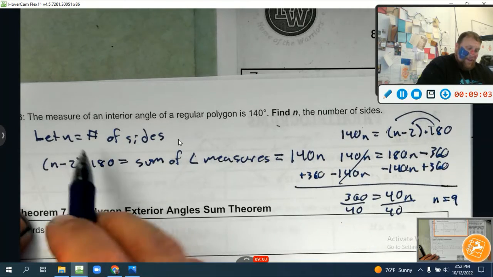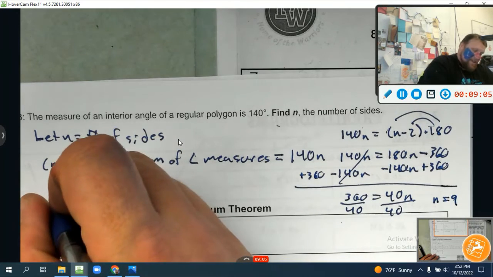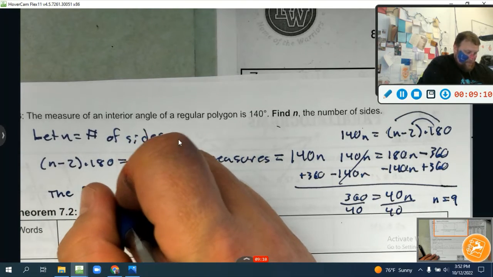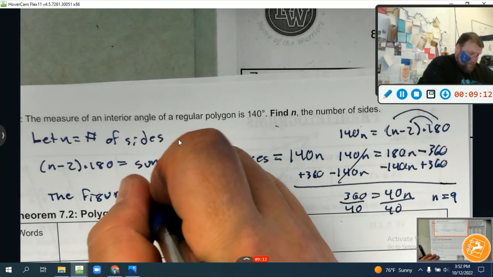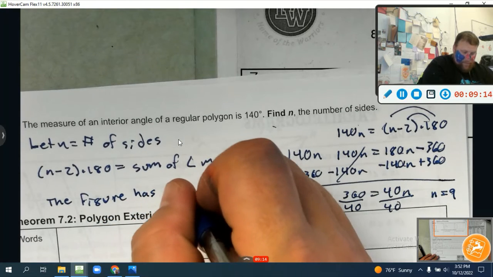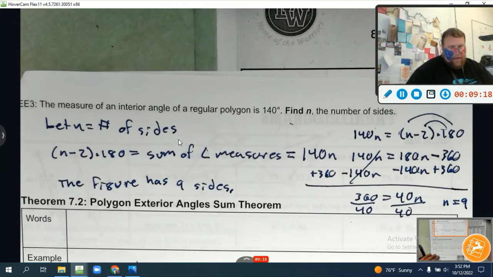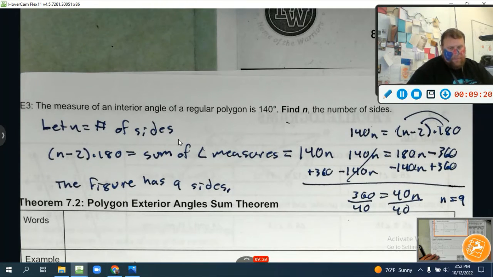So what do I know? If n is the number of sides, the figure has 9 sides. I know that's kind of a tough problem, but I want you to see how to work it out. It is possible. Okay, pause it as needed.